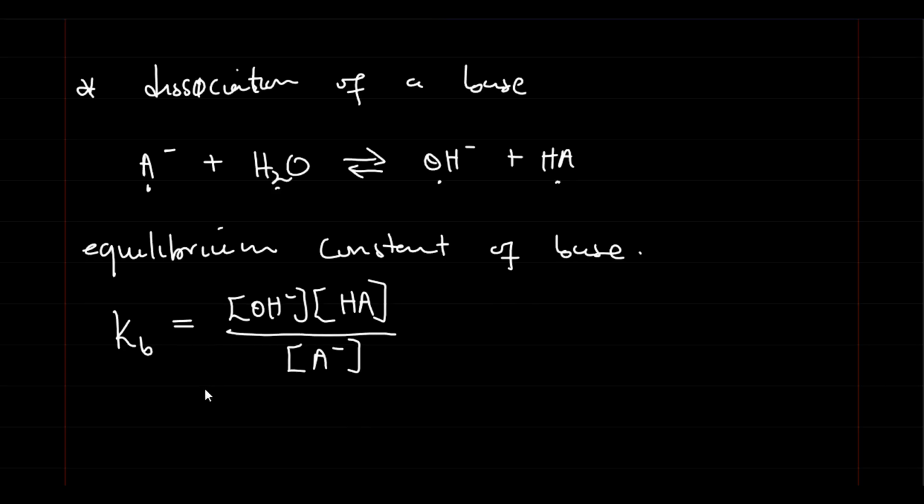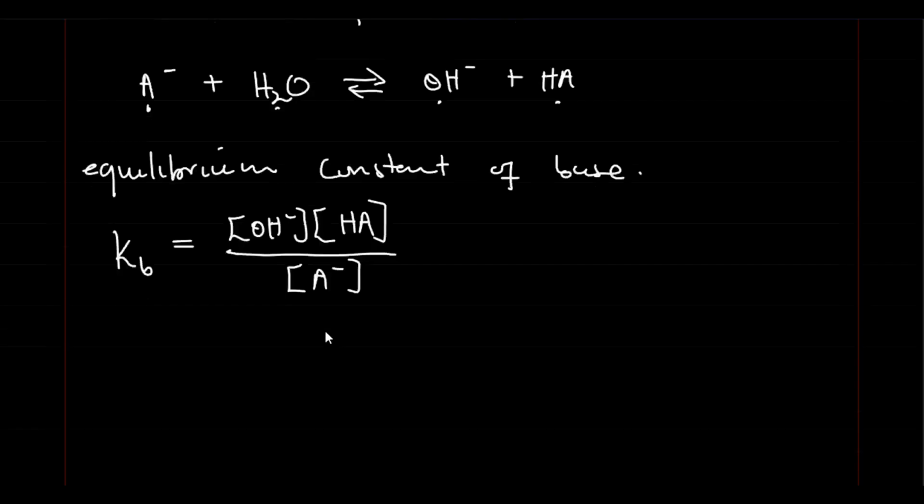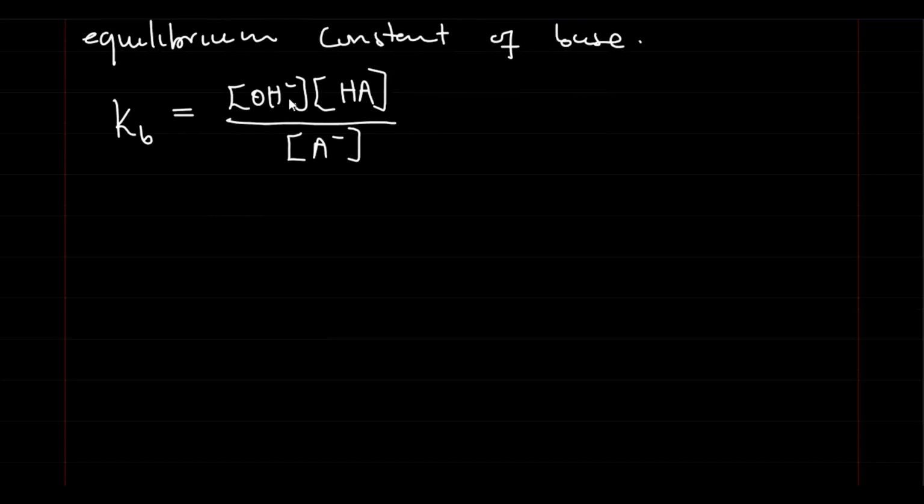Okay, so now this is what Kb looks like. Okay, so this A minus, it could also be maybe sodium hydroxide. So, but this A minus it will just be, you know, a negative ion of a base. Okay, so I will give an example. So now even here, what are we looking at? We are looking at the concentration of the products. Okay, so whatever applied in the acid, in Ka, also will apply here.